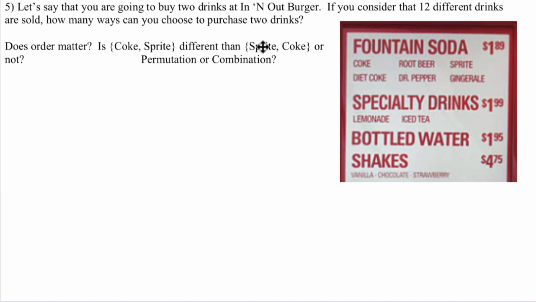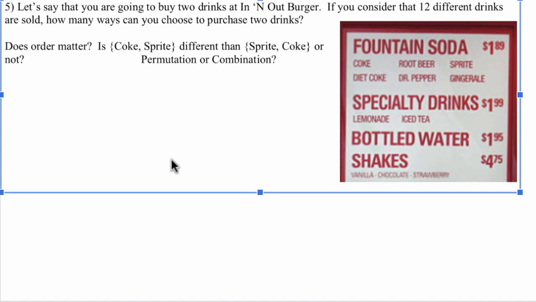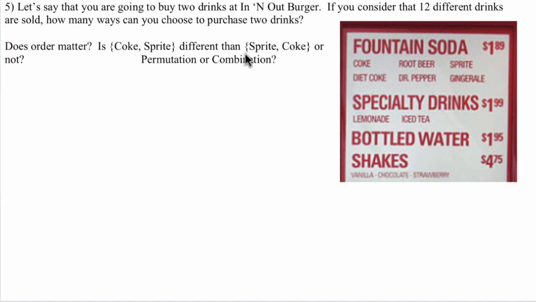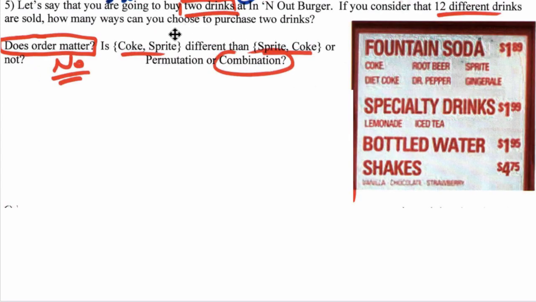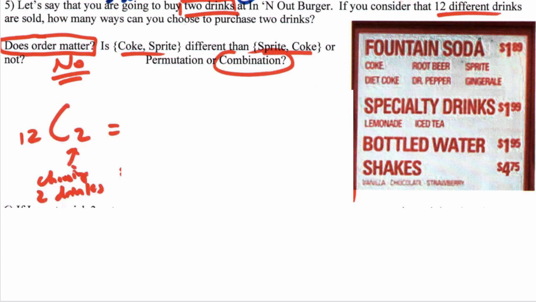Okay, so again, I've got 12 possibilities. These 6 sodas, 2 of these things, 3 shakes, and 1 water. So a total of 12. I'm going to pick 2. Does order matter? Is Coke Sprite different than Sprite Coke? No, it's the same thing. Order does not matter, so I'm going to go combination. If I'm just counting how many different ways there are to do that, I'm going to pick from 12. Again, this is the total pool I'm pulling from. 12C2. So I'm going to pick 2 from 12, order doesn't matter.